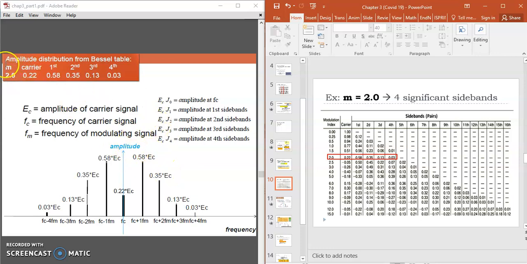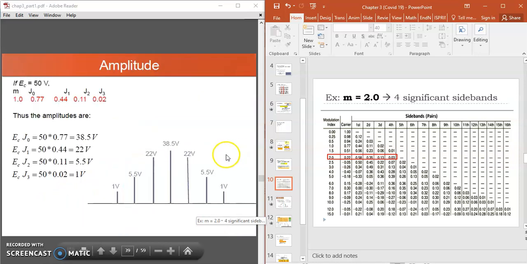Right now, let's see M equals 2. You take these values: 0.22, 0.58, 0.35, 0.3, 0.03. EC depends on your design. Let's say EC equals 50 volts. You multiply 50 volts times this value, 50 volts times this value, and so on, or multiply by EC.